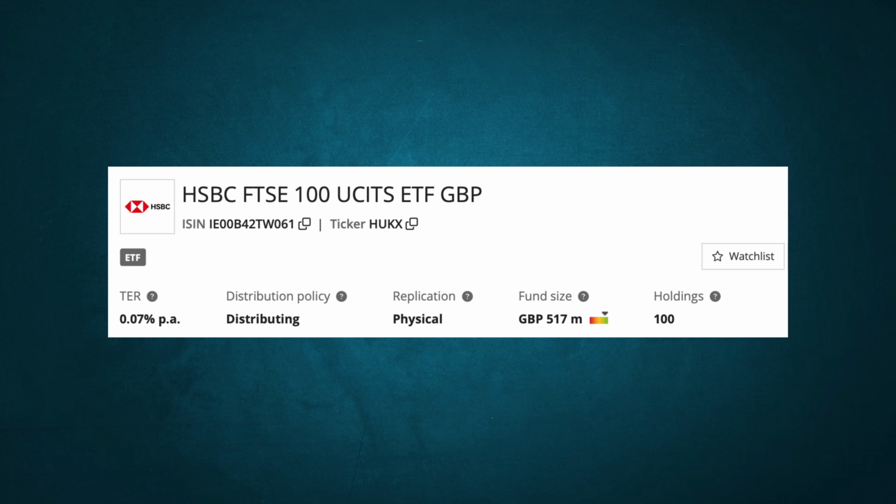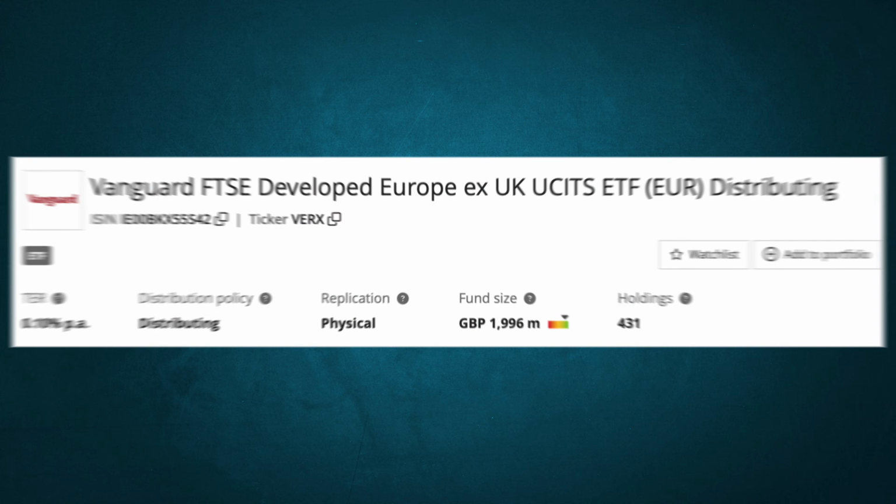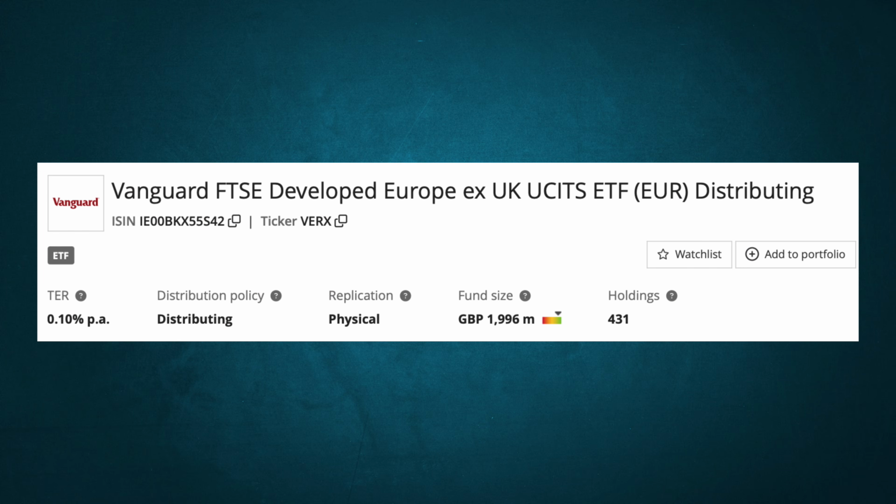This ETF also has quite an impressive low fee at 0.07%, making it an ideal addition to our global fund. Now, to cover the rest of Europe, I came across a really low-cost ETF which covers all of Europe excluding the UK, which is ideal given that we've already got our HSBC ETF in place. This ETF is the Vanguard FTSE Developed Europe excluding UK ETF with the ticker symbol VERX.